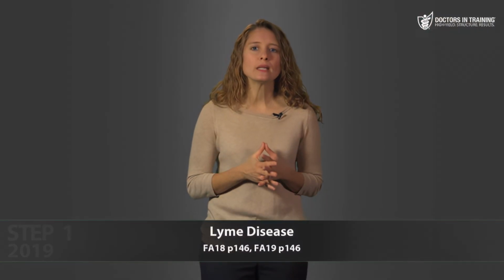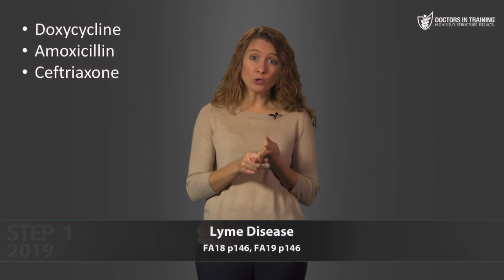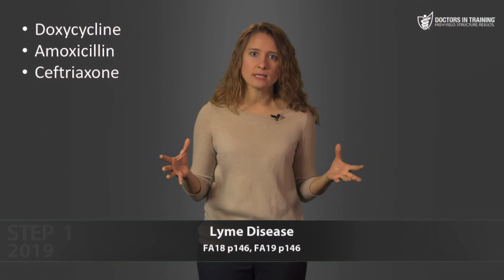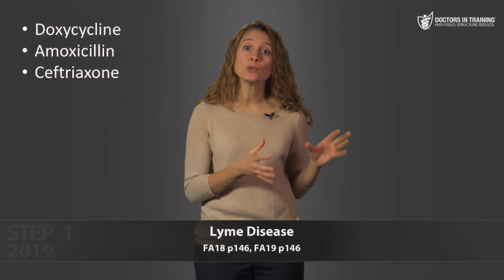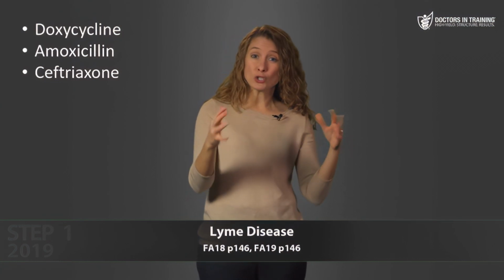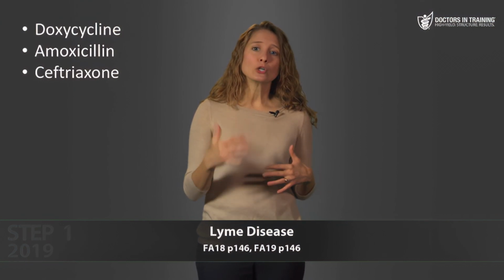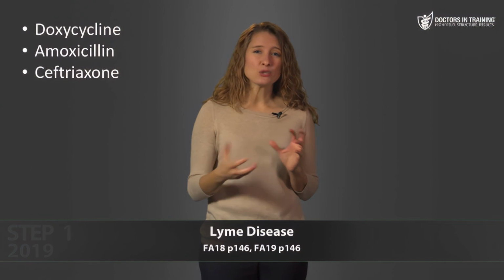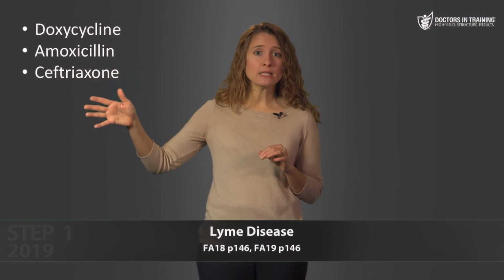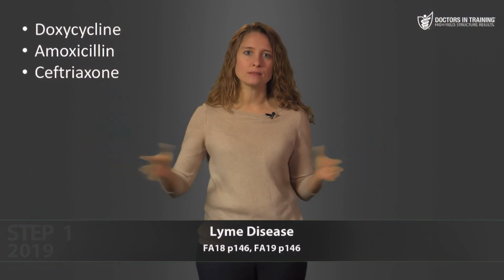So, how do we treat Lyme disease? Doxycycline, amoxicillin, and ceftriaxone are all used in various stages of that disease. Doxycycline is the drug of choice for early Lyme disease, stage 1, and stage 2 Lyme disease. For children under the age of 8, we use amoxicillin. For early disease, we treat for 10 to 21 days, and for late Lyme disease, you can use doxycycline or ceftriaxone, and it's given for 28 days.